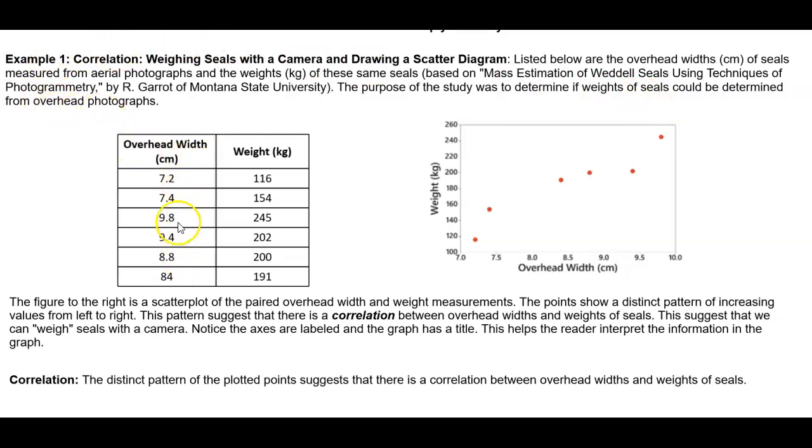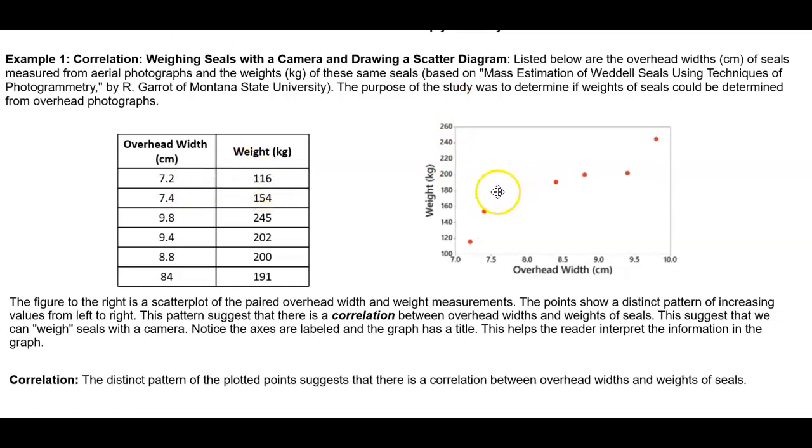So if we take a look at the first column, we have overhead width, which is in centimeters. And then the second column is weight, which is in kilograms. The first column always represents the x variable, which is the explanatory variable. And then here we have the y, which is the dependent variable, because it's dependent upon x.